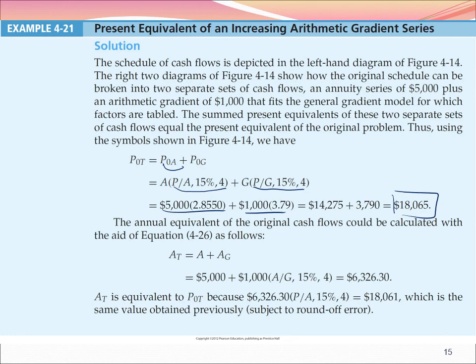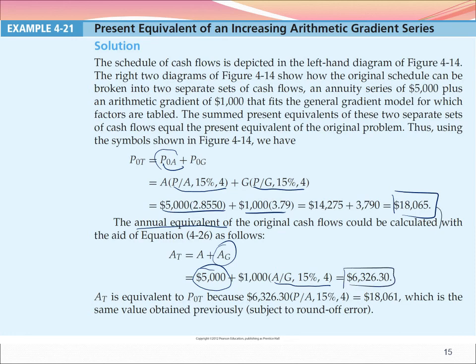If you want to find the annual equivalent of the original cash flow, what we will do is, the first cash flow was already an annual equivalent value, which is 5000, a uniform payment series. So we just need to convert the second part, the gradient series, into annual using this factor. And then when you add up this, you will obtain this result.